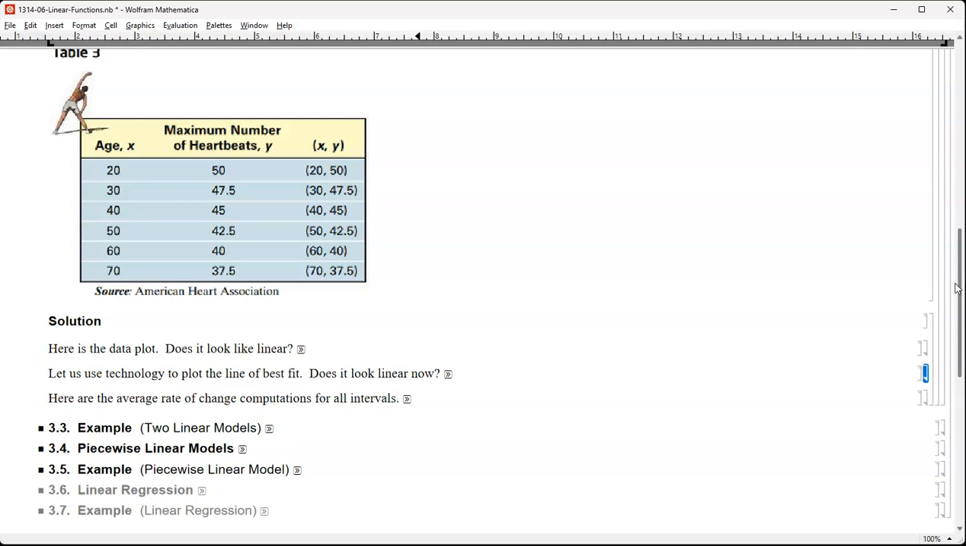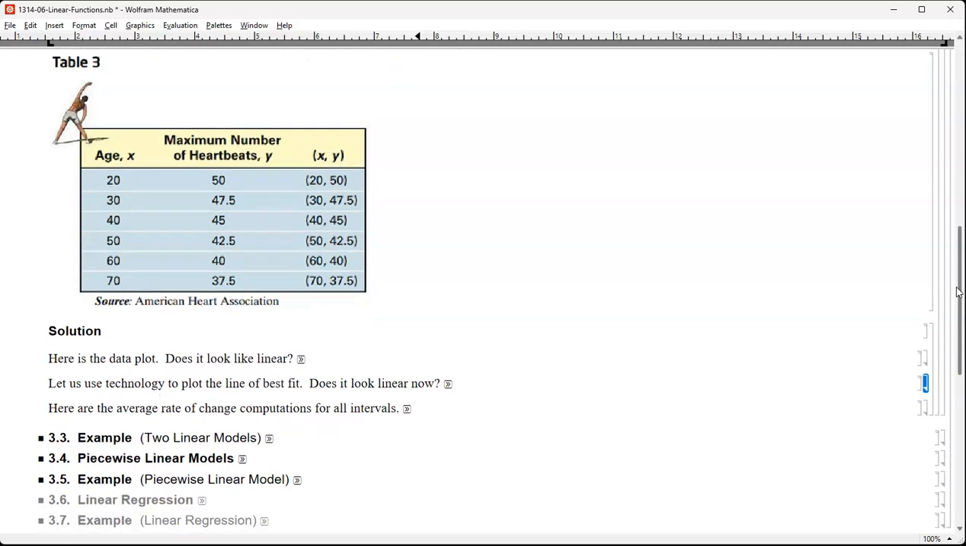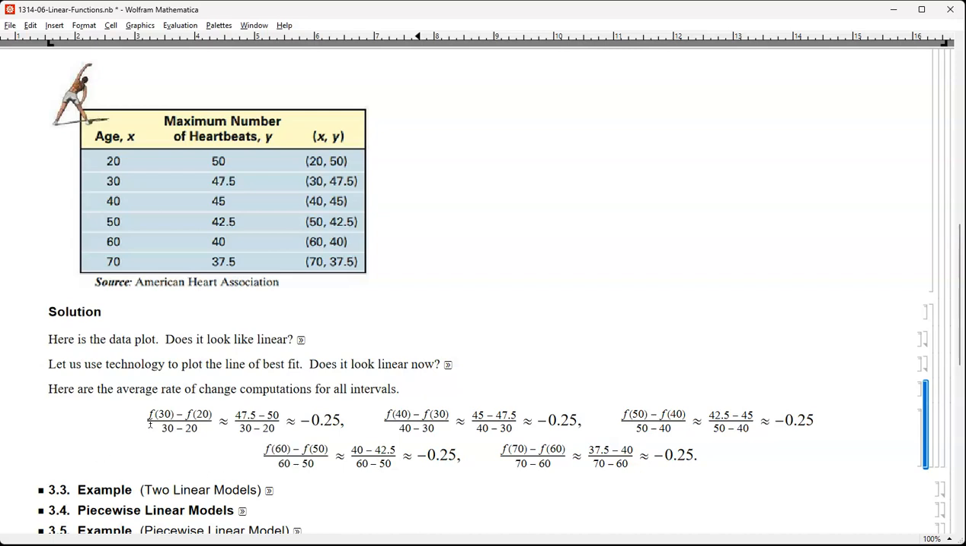Anyway, let's do the average rate of change computation. The difference of function value over the difference of age value, the independent value. So first interval, f of 30 minus f of 20 over 30 minus 20. So 47.5 minus 50 divided by 30 minus 20. And if you calculate, we get negative 0.25.